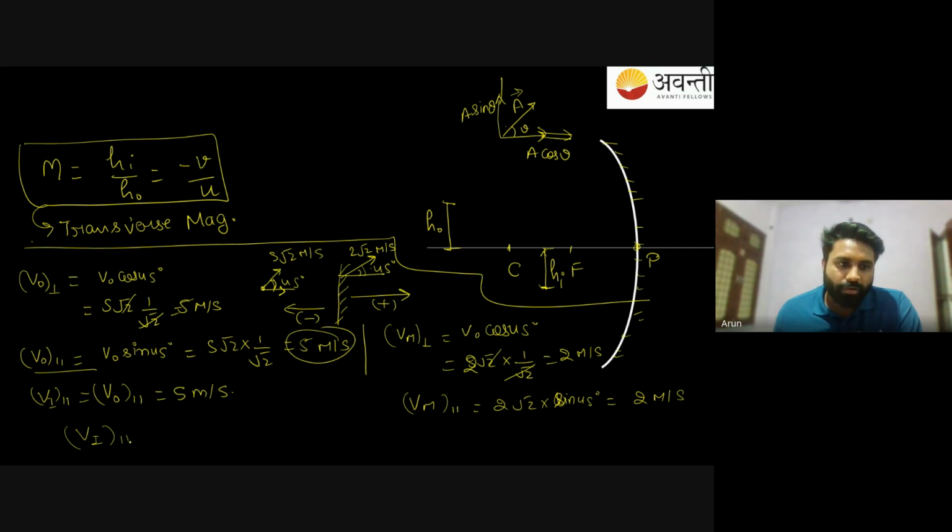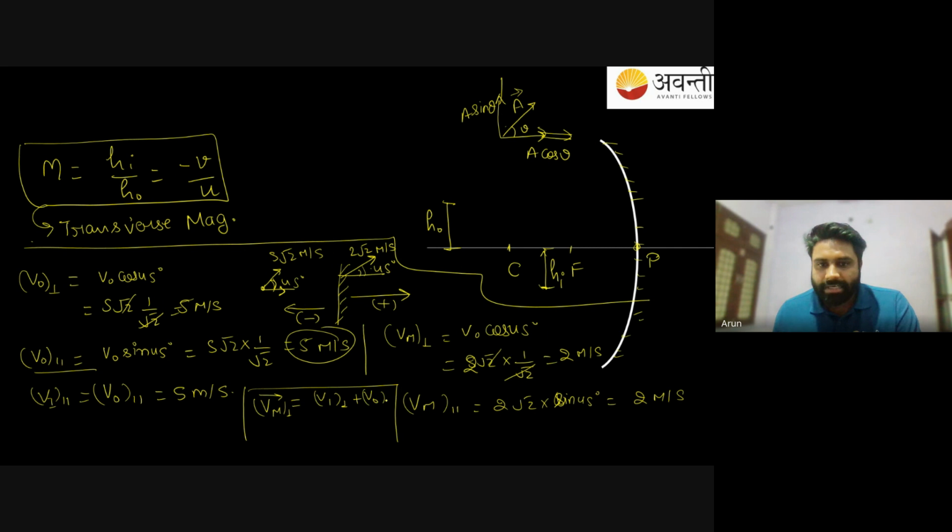So we have the formula for that. Can anyone tell me the formula? Just a second. So the formula we have: the velocity of the mirror perpendicular is equal to the velocity of the image perpendicular plus the velocity of the object perpendicular, divided by 2. Simply, it is the arithmetic mean of the two. So I am solving it here, right in front of this.